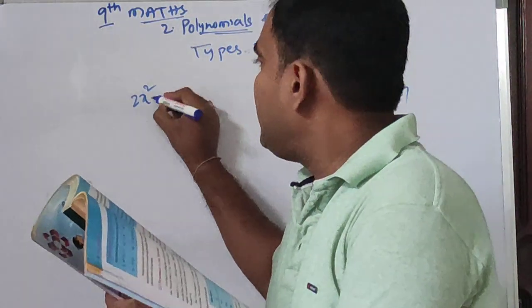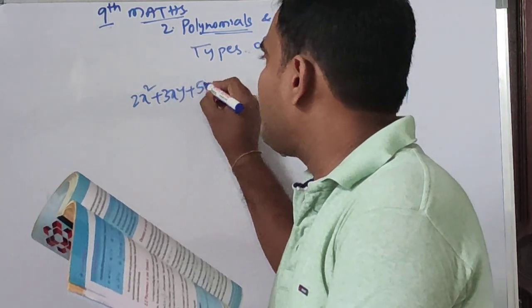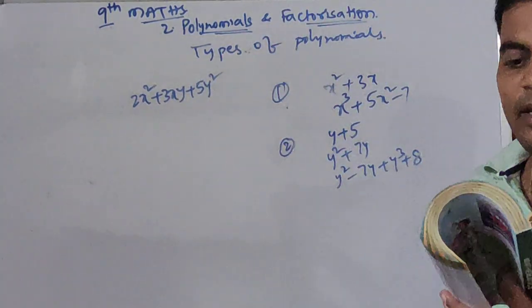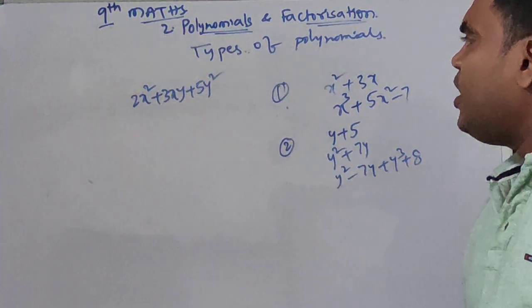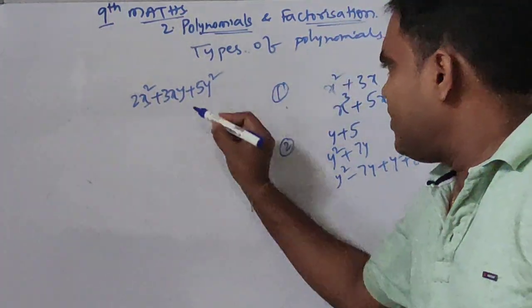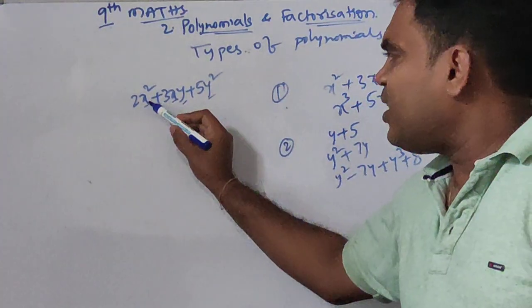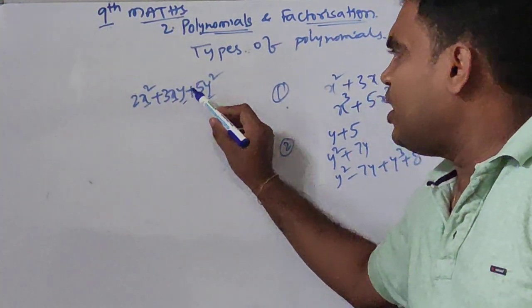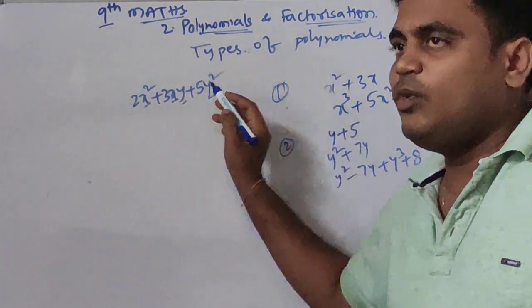Okay, this is second. Next, is the polynomial 2x square plus 3xy plus 5y square in one variable? So whether this polynomial is in one variable. So this is x. Here it is also x. This is y. This is y. So what are the variables? x and y. So this is the polynomial in two variables, not in one variable.